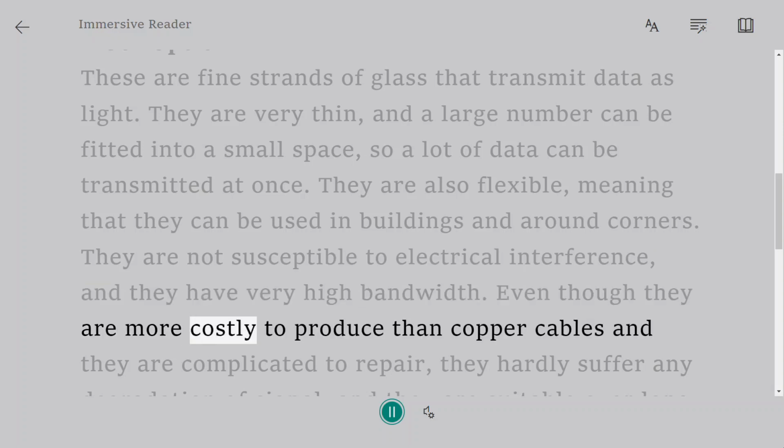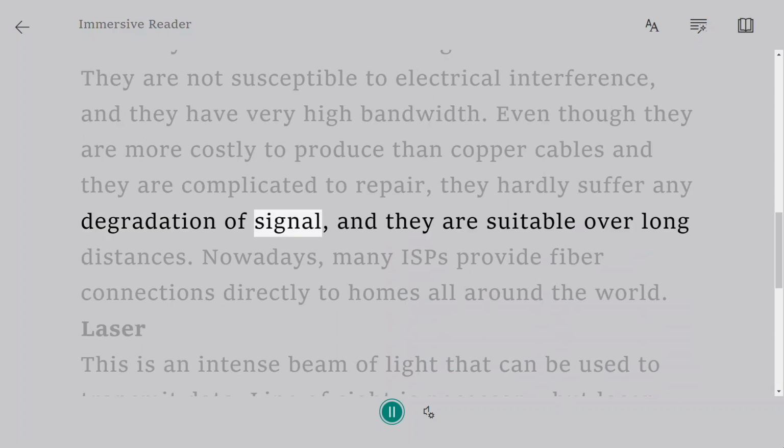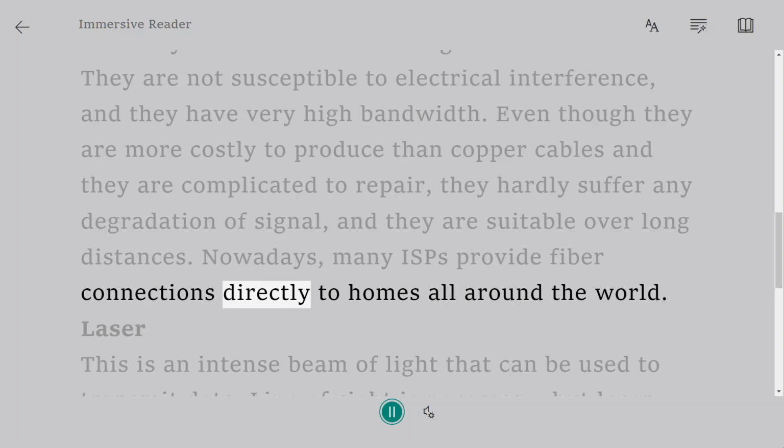Even though they are more costly to produce than copper cables and they are complicated to repair, they hardly suffer any degradation of signal, and they are suitable over long distances. Nowadays, many ISPs provide fiber connections directly to homes all around the world.